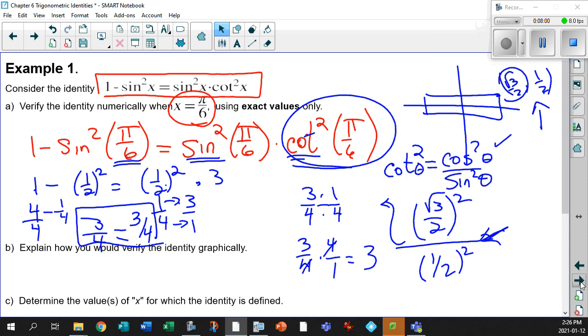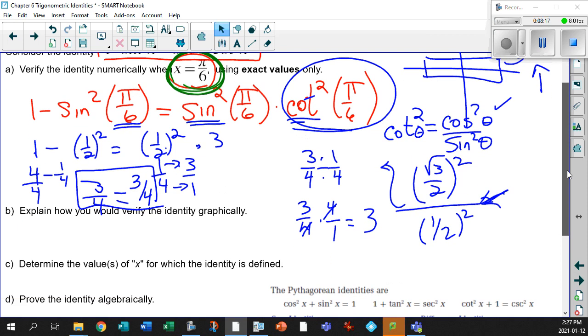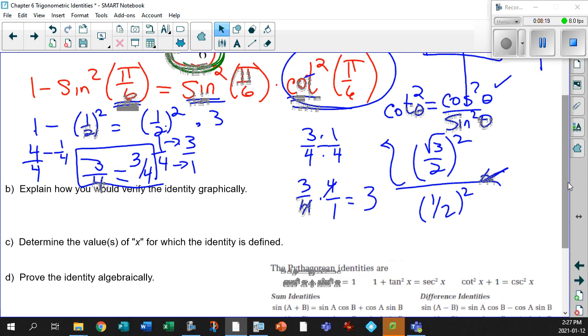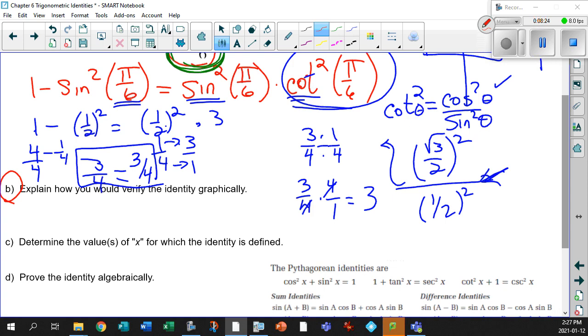But remember, this is only working right now for one thing. That's all it's working for. You've proved it for pi over 6. Doesn't mean all of them are that way. You got to prove this for everything out there. Okay, so what I would do is I would look at this and go, okay, let's try to see if we can do this graphically then. Well, think about it. How would you do this graphically?